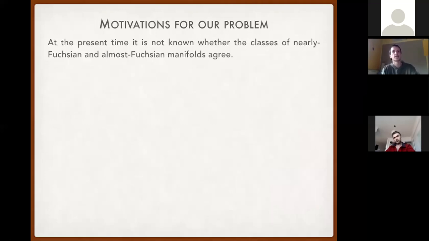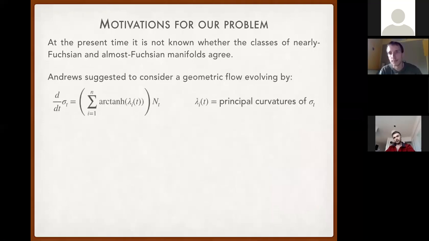And as I was saying, we don't know at the present time, at least I don't know, whether these two classes are actually equal. There were some suggestions. So basically, Ben Andrews, in a sort of survey paper, at the end gives a hint and says that there is a very interesting geometric flow that one could consider. And basically, the idea is to evolve. So sigma t is a path of immersions. So you start with a hypersurface, and you evolve according to the normal vector multiplied by this function, which is the sum of the hyperbolic inverse tangents of the principal curvatures of your hypersurface.